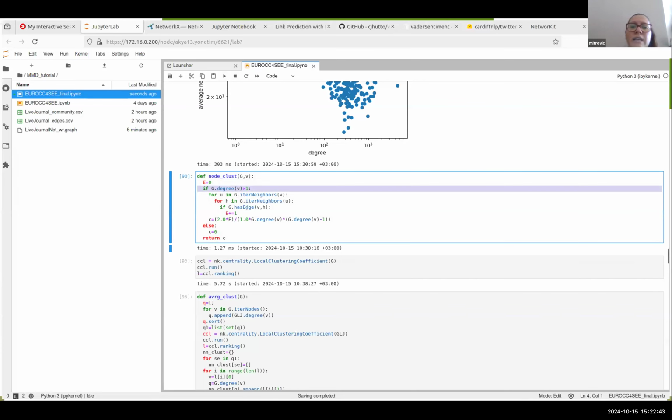And we calculate the number of existing links between the neighbors of one node, and we divide it by the number of all possible links between their neighbors.